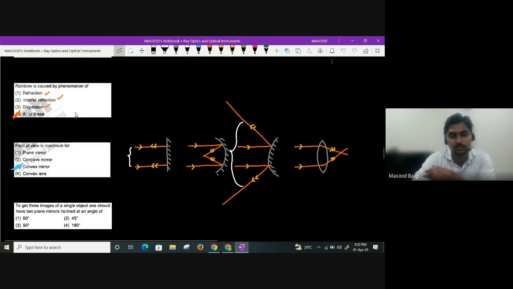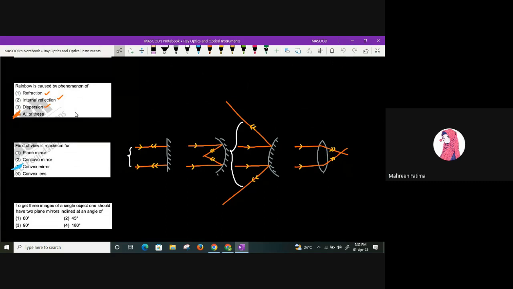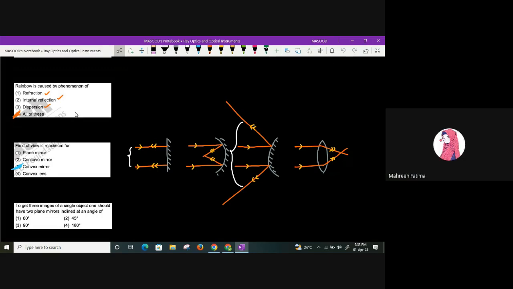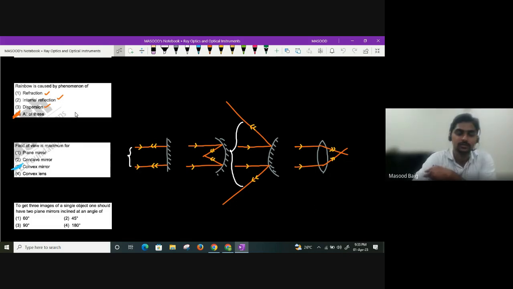Sir, what about field of view for a concave lens? A concave lens also it will be more, but the option is not there here. More than a convex lens, yes, since a convex lens is converging. No, I cannot say, it depends on the curvature again. If I say a convex mirror is more bulged, then it will have more field of view. A concave lens, let us say, is less bulged, it will have less field of view. It depends on the curvature again.